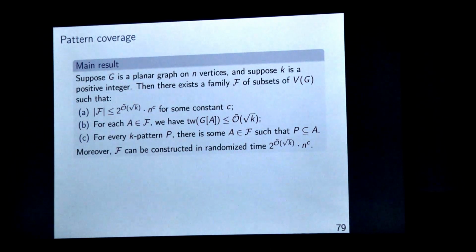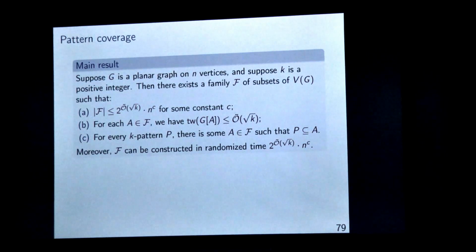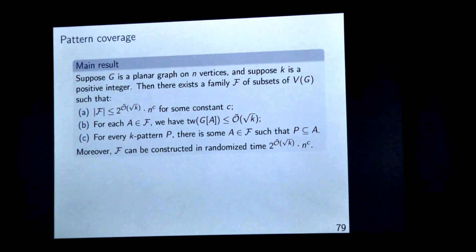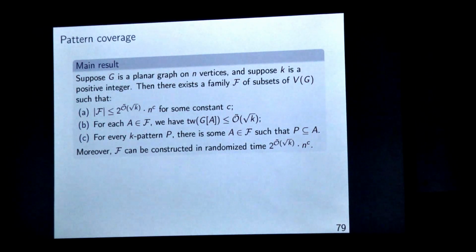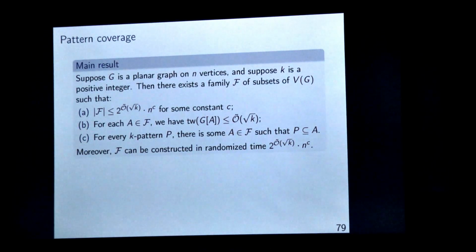What does it say? You give me a number k and a graph G, and I output a family of induced subgraphs of my graph. The family is subexponential, and each object in it has small treewidth. And what is the property? Why do I call this pattern covering? For any subgraph you give me, there is some object in the family where this pattern is completely contained inside it. And this can be completely randomized.